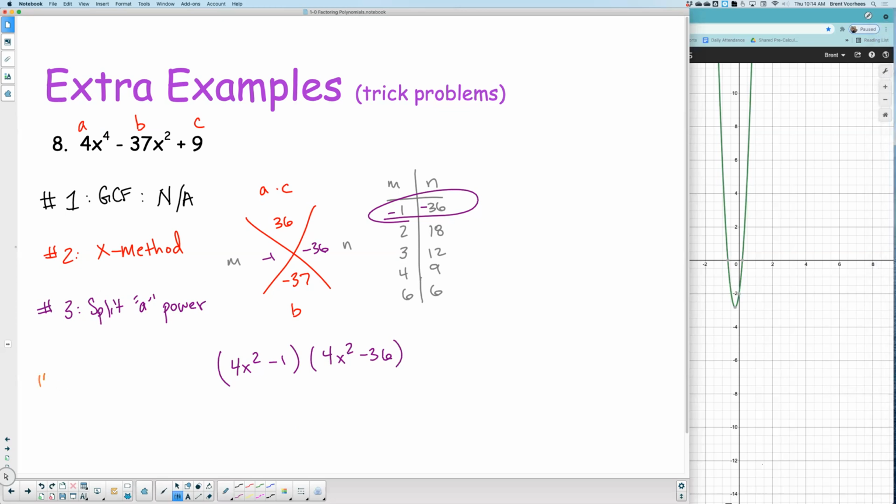All right, step number 4. Does the front parenthesis have anything in common? What about the back parenthesis? Or can be divided into both. So we're left with 4x squared minus 1 and x squared minus 9.